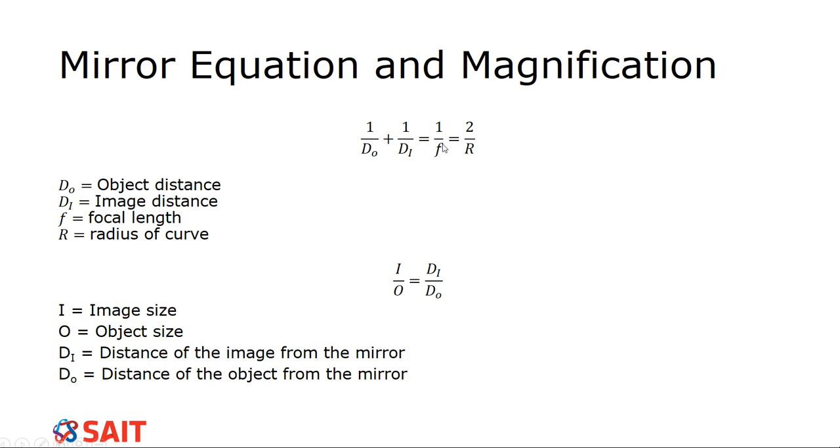This is for your spherical mirrors. We have our focal length, or we have the radius. Now, usually we're trying to solve for either di or do. di is a measure that we physically can't measure on the ground, whereas do we can.